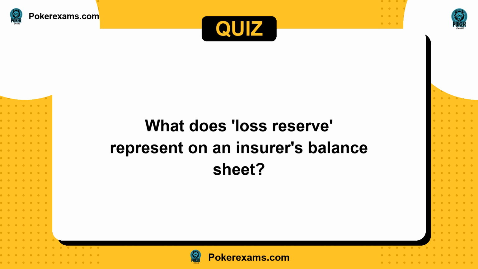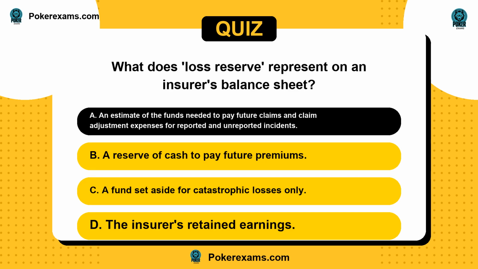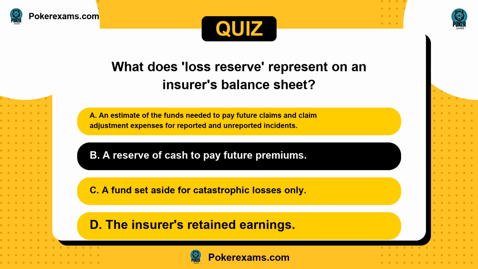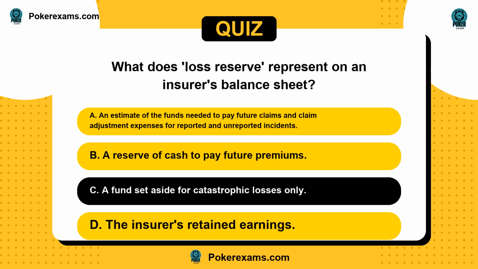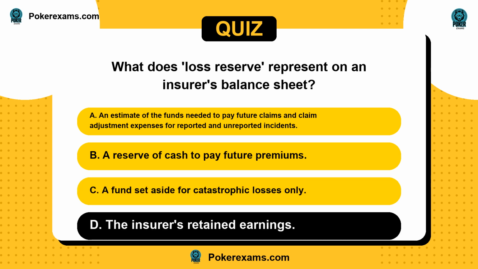Next question. What does loss reserve represent on an insurer's balance sheet? Is it A, an estimate of the funds needed to pay future claims and claim adjustment expenses for reported and unreported incidents? Or B, a reserve of cash to pay future premiums? C, a fund set aside for catastrophic losses only? Or D, the insurer's retained earnings?